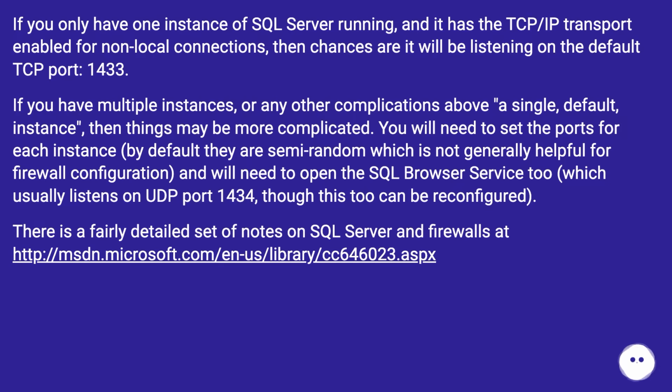If you have multiple instances, or any other complications above a single default instance, then things may be more complicated. You will need to set the ports for each instance. By default, they are semi-random, which is not generally helpful for firewall configuration, and you will need to open the SQL Browser service too, which usually listens on UDP port 1434, though this too can be reconfigured. There is a fairly detailed set of notes on SQL Server and firewalls at this URL.